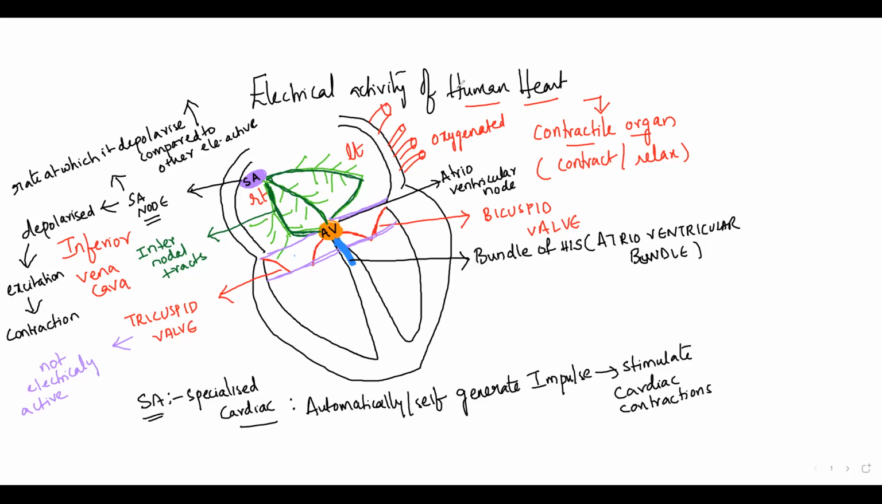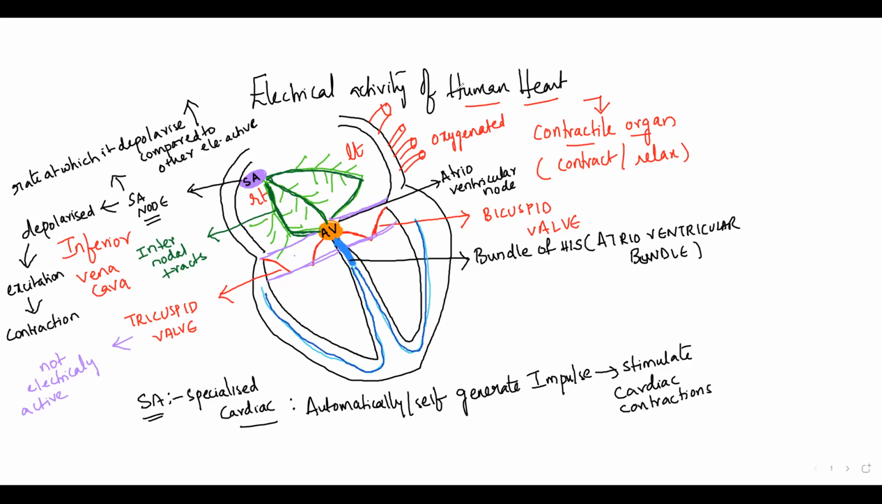bundle of His. Now what you can see is your bundle of His is being divided into the right branch as well as a left branch, and these branches are moving into the myocardial tissue of the ventricles. This is important for you to understand, children, from where they are moving. From the bundle of His, there are right and left branches which move from the interventricular septum into the ventricular myocardium. The depolarization wave is carried by them.